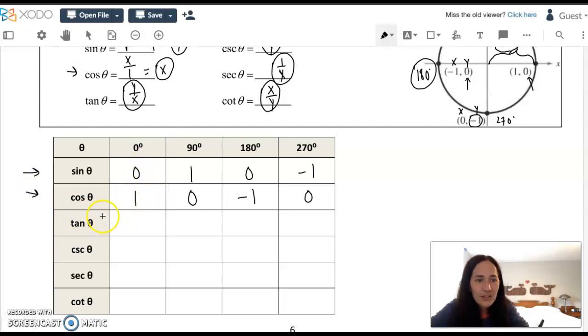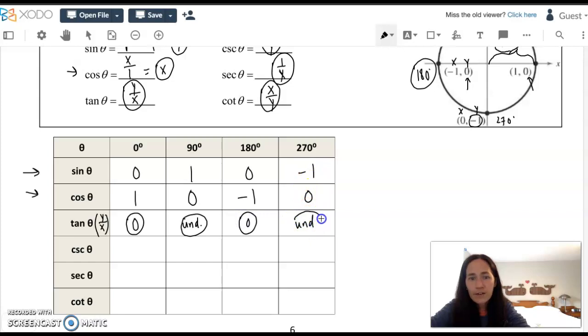I know that the tangent is the y over the x. It's the sine over the cosine. It's this number over that one. 0 over 1 gives me 0. If I divide this by that, I have a problem. I'm dividing by 0, so I'm undefined. If I divide this sine by that cosine, I get 0 over -1, which is 0 again. And then here, this over this gives me another undefined. I'm just showing you it's pretty quick to run through the trig functions of these quadrantal angles on the table.